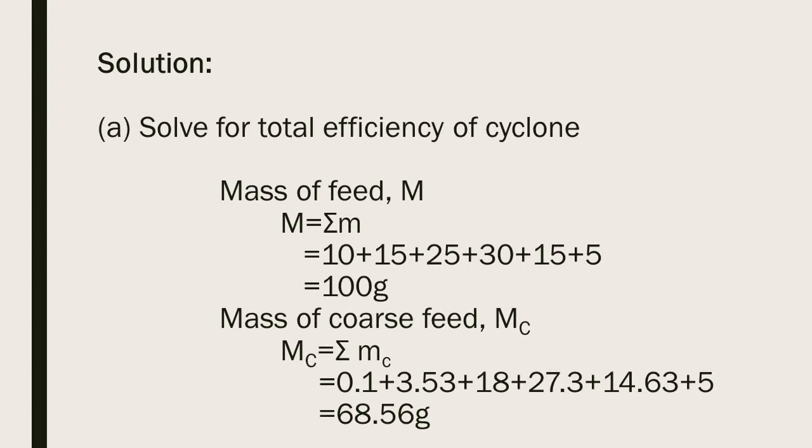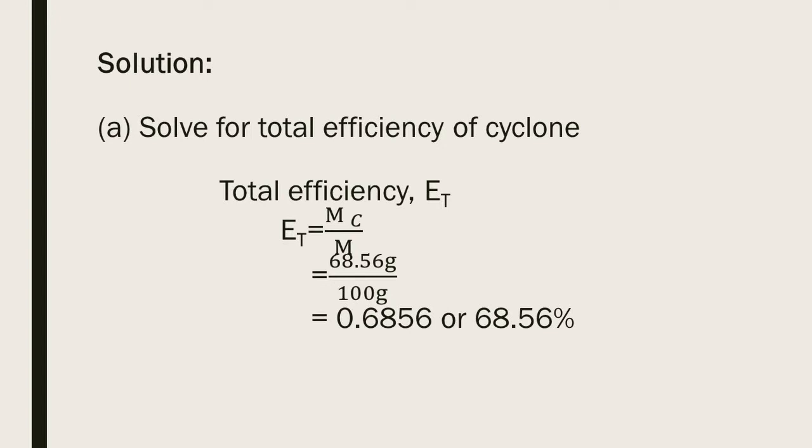Let's now solve the problem. To solve for the total efficiency of the cyclone, we need to first obtain the mass of the feed and the mass of the coarse feed. To obtain the mass of the feed, we're just going to take the summation of all the individual masses of the feed, and we're going to do the same for the mass of the coarse feed. We get that the mass of the feed and the mass of the coarse feed are equal to 100 grams and 68.56 grams respectively. The total efficiency, represented by E sub T, is equal to the mass of the coarse feed divided by the mass of the feed. So, substituting the values, 68.56 divided by 100, we get that the total efficiency is equal to 68.56%.